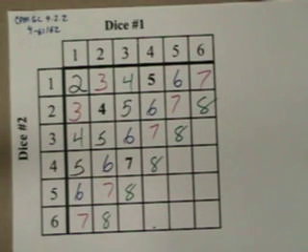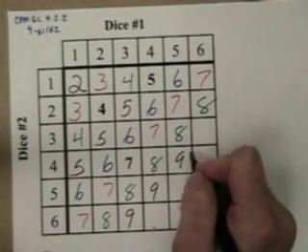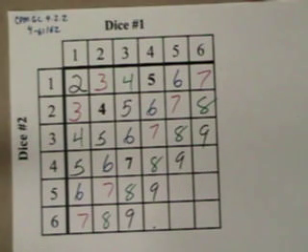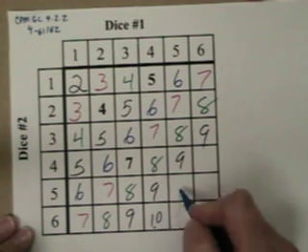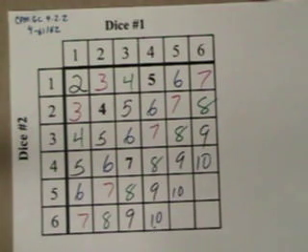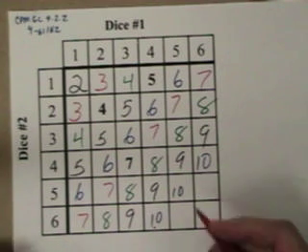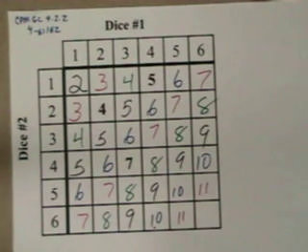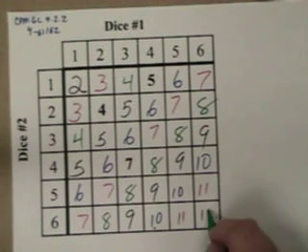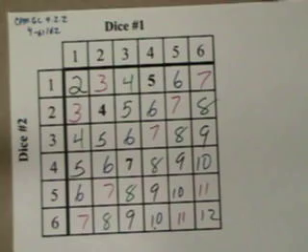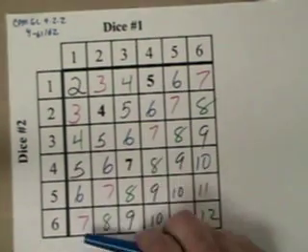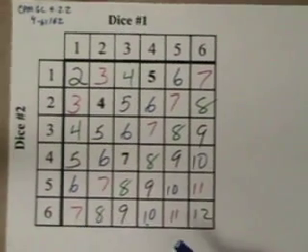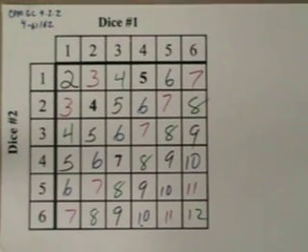And 9, 9, 9, 9. 10, 10, 10. And 11, 11. And 12. Okay, the way I did the chart makes it kind of easy to see. You've got a diagonal of 3s, 4s, and 5s. The longest diagonal is a 7, so the most chance you have is to get a 7.